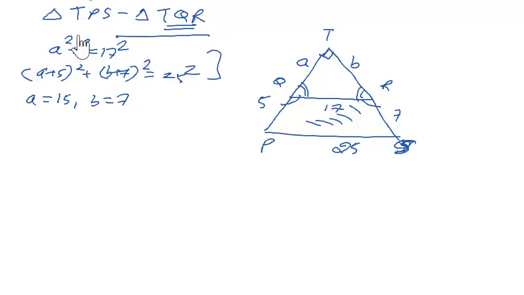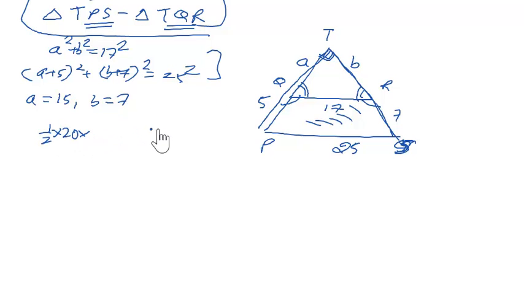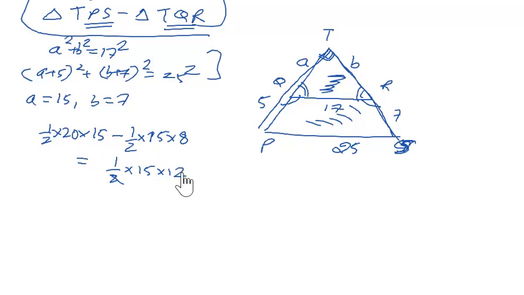Now apply the area here. So the area of TPS, if I assume this to be the base, this will be the height because this is 90 degree. So it will be half of A plus 5, which is 20, into TS, which is B plus 7, which is 15, minus half of the area of this triangle, which is half of, say, A is 15 and B is 8. So if you solve it, you will be getting half of 15 into 12, right? Half of 15 is common, so if you solve this, you will get the answer to be 90. Now is it clear, everyone?